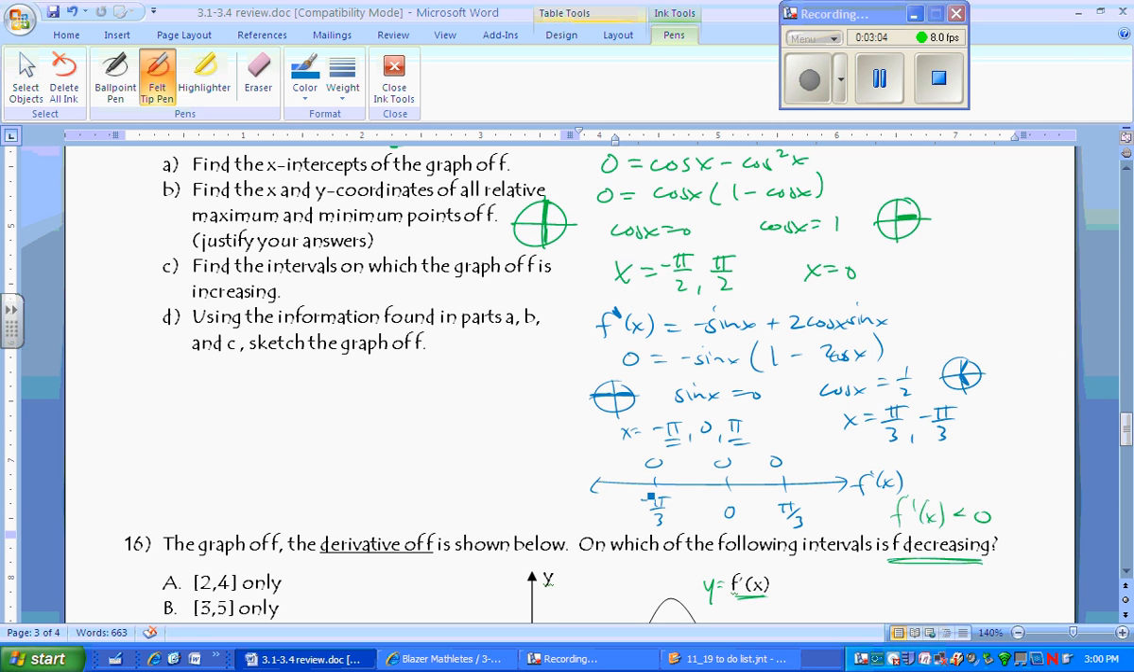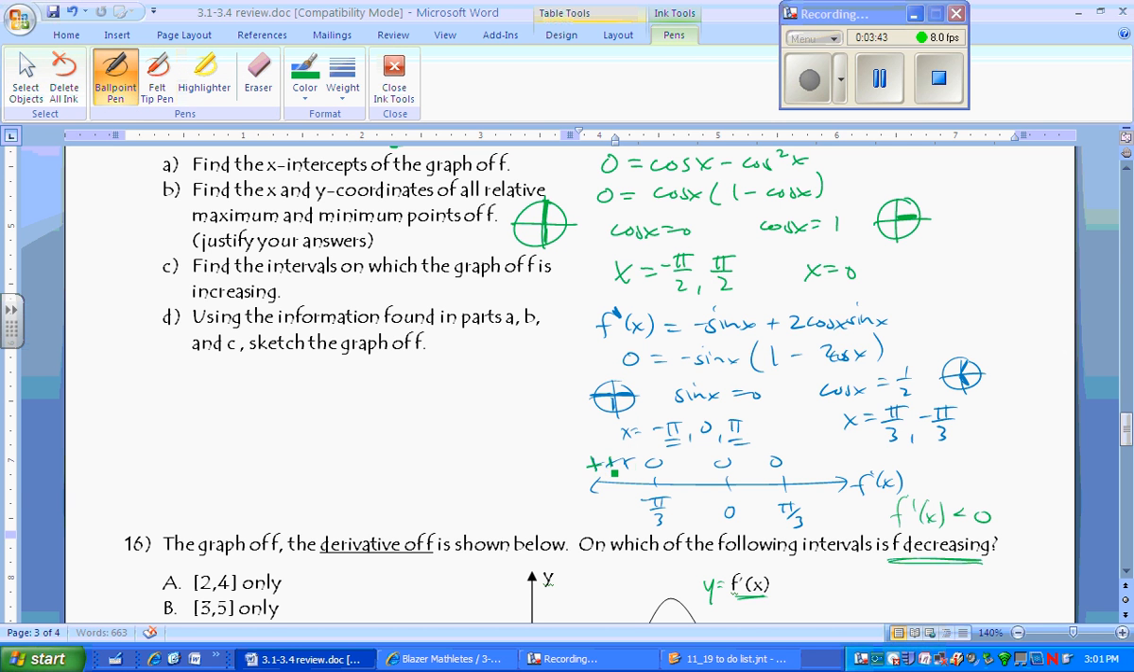So we need to plug in some values to figure out where things are positive and negative. Okay, so if we put in a value less than negative pi over 3, like negative pi over 2, sine of negative pi over 2 would be negative 1 times negative. That makes this positive. And then 2 times cosine of negative pi over 2, well, cosine of negative pi over 2 is 0, so this would just be positive 1. So these are positive.